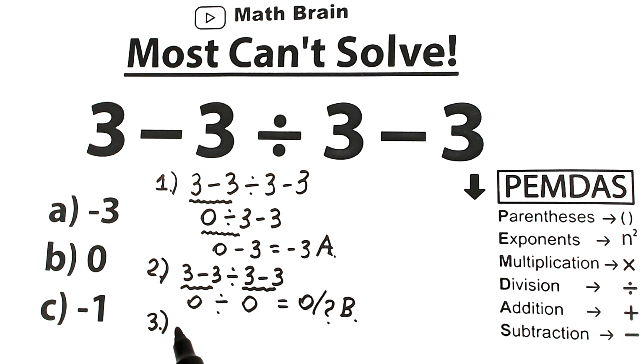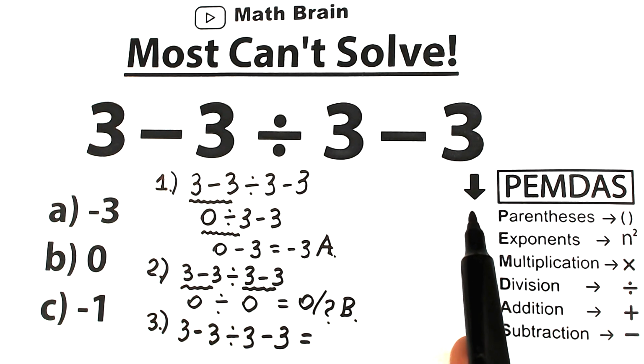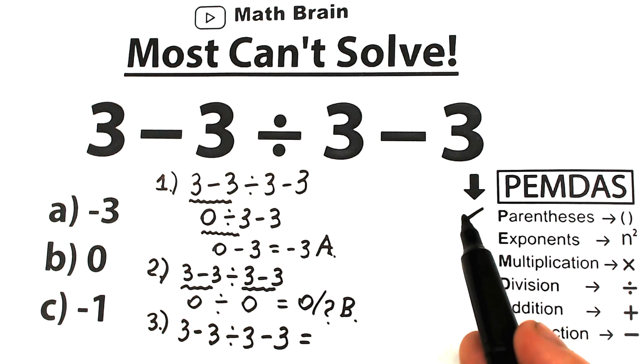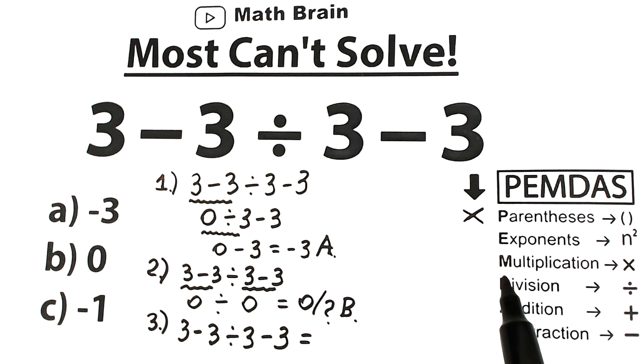In this third interpretation, let's solve this challenge according to PEMDAS. We have 3 minus 3 divided by 3 minus 3. Let's scan what elements we have in our challenge, going from the top to the bottom. First step, parentheses. Let's scan where we have parentheses in this case. We don't have any brackets, so we just skip this part. This is really great. What about exponents? Maybe 3 squared or 3 cubed right here, let's look at it.